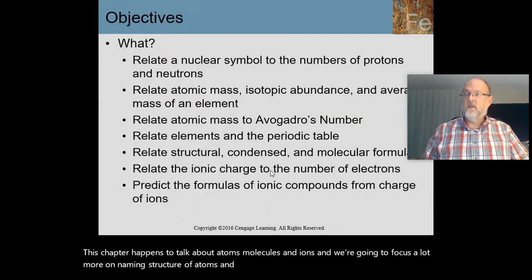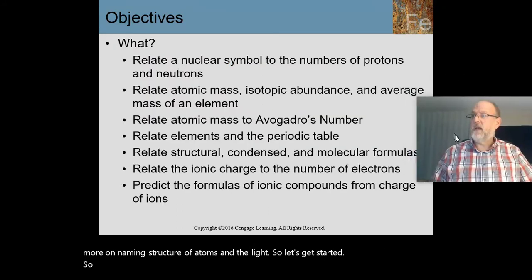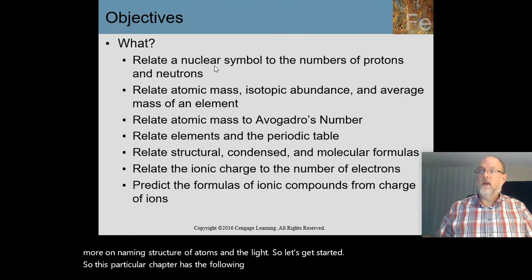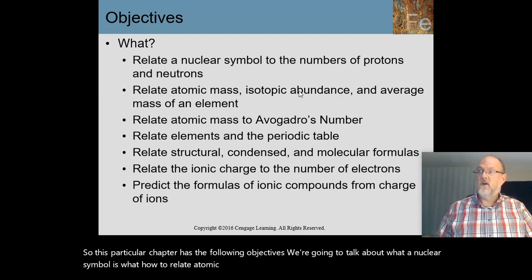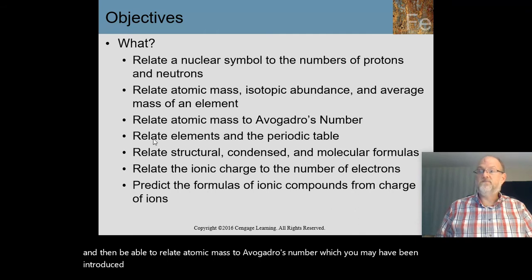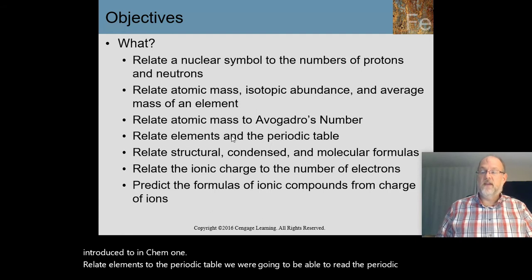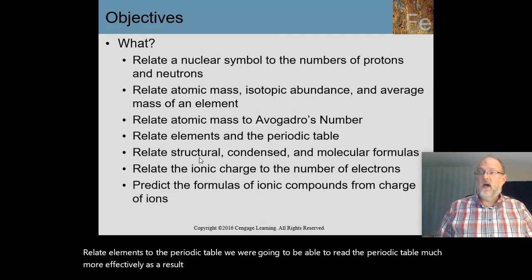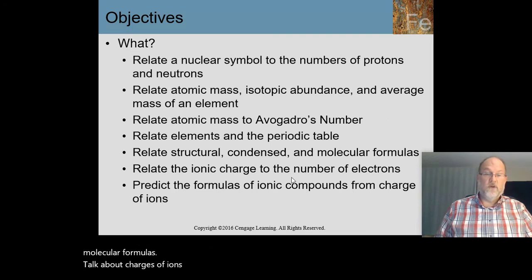So let's get started. This particular chapter has the following objectives. We're going to talk about what a nuclear symbol is, how to relate atomic mass, isotopic abundance, and average mass, and then be able to relate atomic mass to Avogadro's number, which you may have been introduced to in Chem 1. Relate elements to the periodic table. We're going to be able to read the periodic table much more effectively as a result of Chapter 2. Relate structural, condensed, and molecular formulas. Talk about charges of ions, and then be able to write formulas from the charge of their ions.